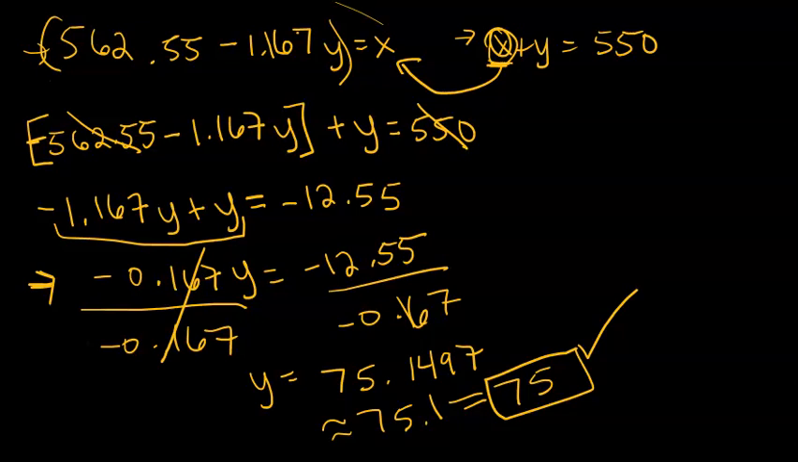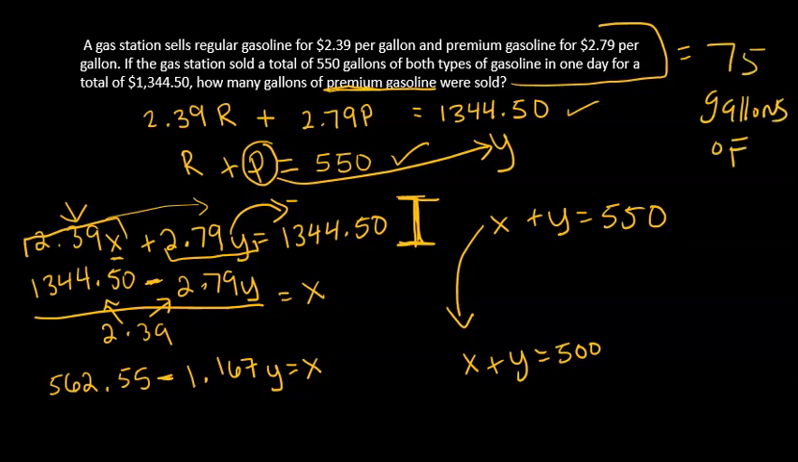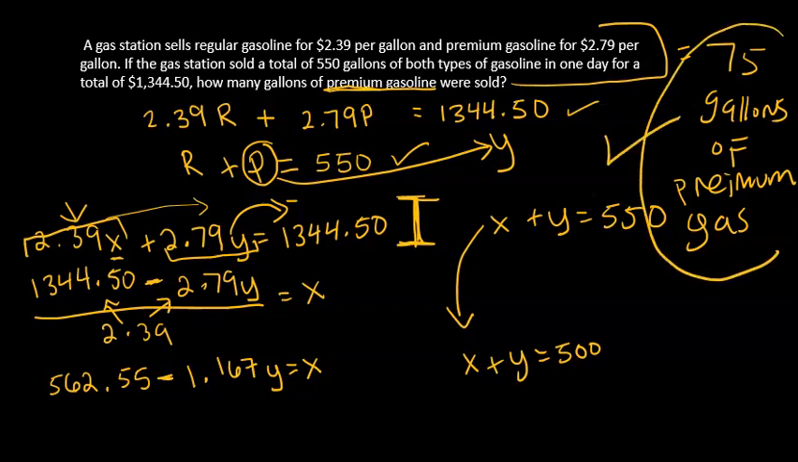What it was asking me is how many gallons of premium gasoline were sold, right here. The answer is today I sold 75 gallons of premium gas. That's how many gallons I sold. And that is the answer.